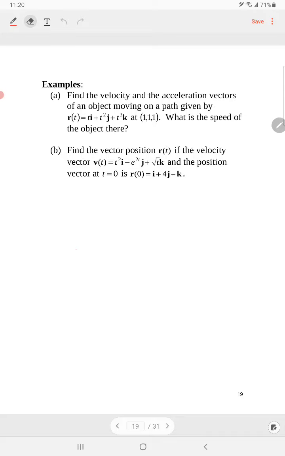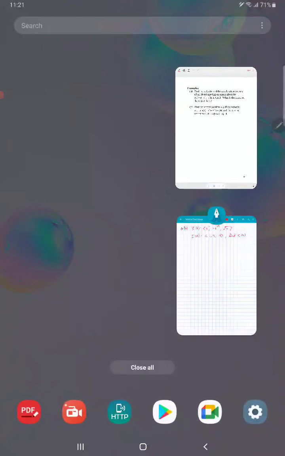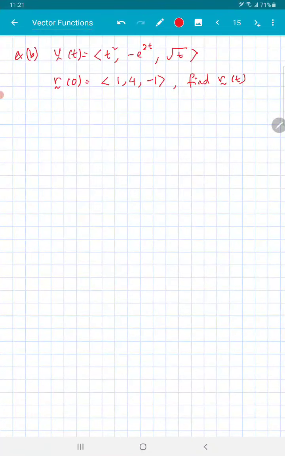In example A, we were given r and asked to find velocity and acceleration. So what we do is differentiate once to get velocity, and differentiate twice to get acceleration. Now it's the opposite. We're given velocity, and we are asked to find r(t). So what we need to do now is integrate. Okay, so we're given v(t), and we are asked to find r(t).